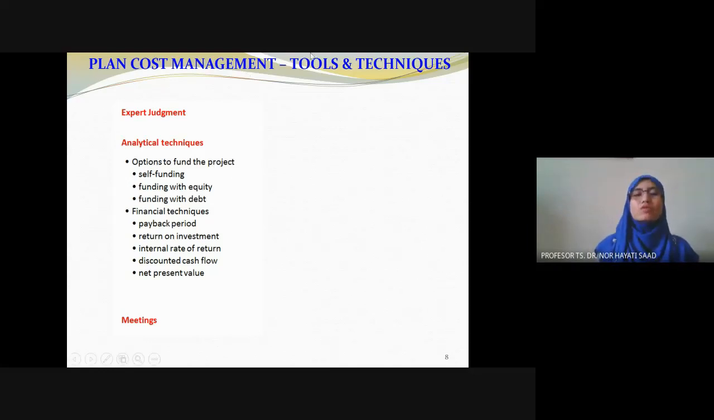But what I want to emphasize here is that when we say analytical technique for the cost management plan, it is about these two things: how we decide to fund the project, and at the same time the flows of money, when we invest and when we get back, how the calculation of that money is within our control. We should be able to be clear with this movement on the financial techniques. So those kinds of things are very important.